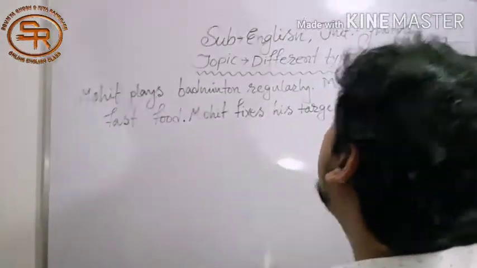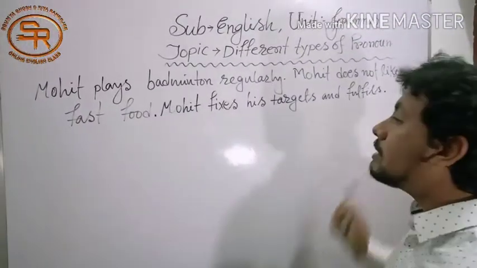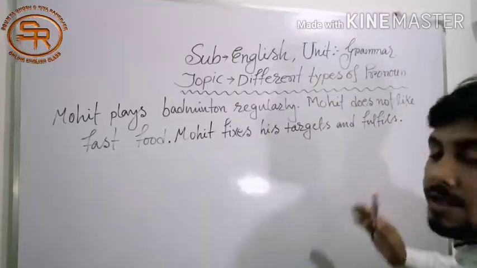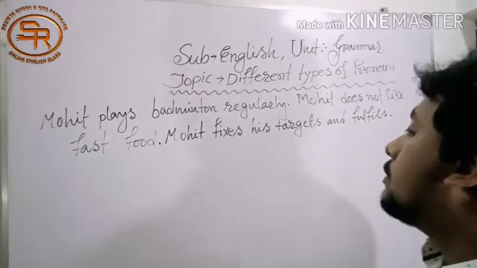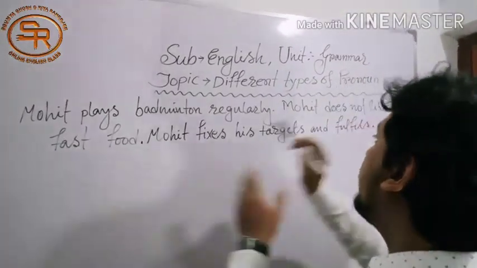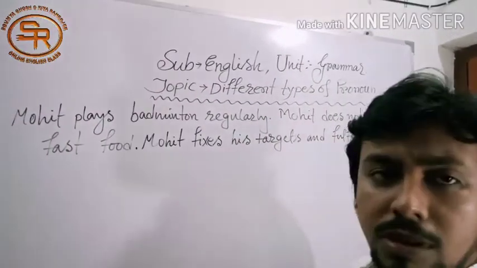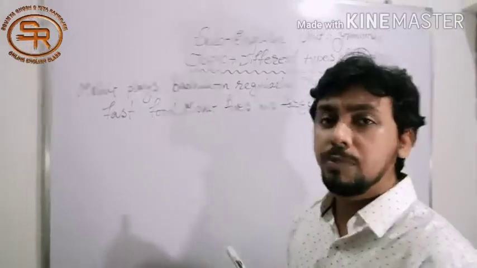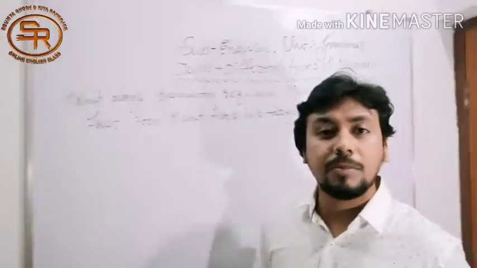Mohit plays badminton regularly. Mohit does not like fast food. Mohit fixes his targets and fulfills them. So here, can you find any pronoun? Okay, Mohit here, Mohit and Mohit. So the name is used here, only talking about the noun. So there is no pronoun, but we have to create the pronoun there.